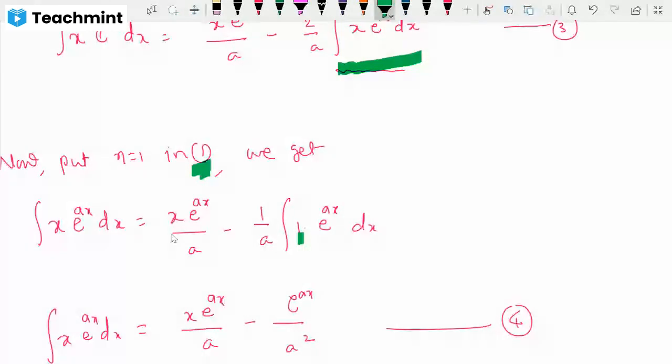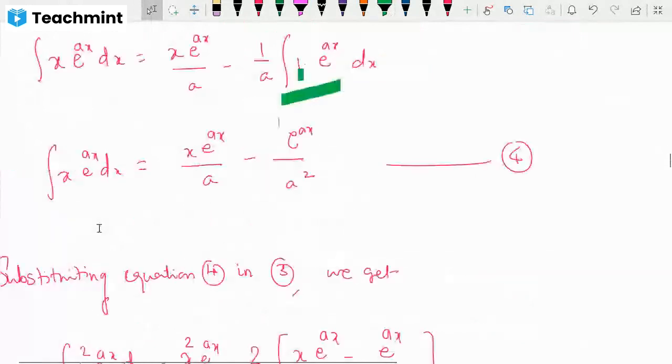But what is this integration? Here, you can simply find the integration of e raised to ax without using integration by parts. The value of this integration is e raised to ax upon a. So putting this value, you find the value of this integration. See, the value of this integration is equal to this.